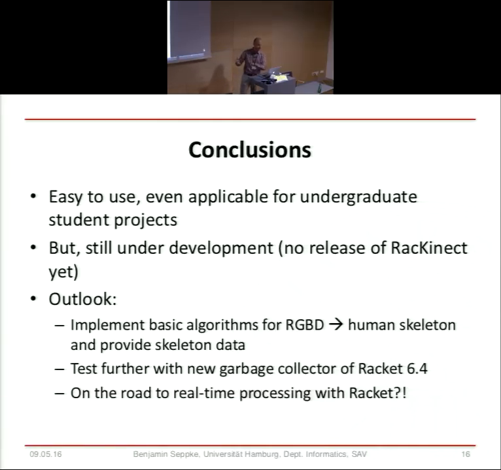And as an outlook, we also want to implement basic algorithms on these RGBD images to detect a human skeleton, for example. That's mainly what the Microsoft games are using. They have some basic algorithms trying to detect a person, then trying to match a skeleton, and then use your skeleton, for example, for some dancing game or whatever. We also want to test further with the garbage collector because, as I heard, there has been a new garbage collector introduced in Racket 6.4. And maybe we are somewhere closer to real image processing in Racket now. So that's it. Thank you for your attention.